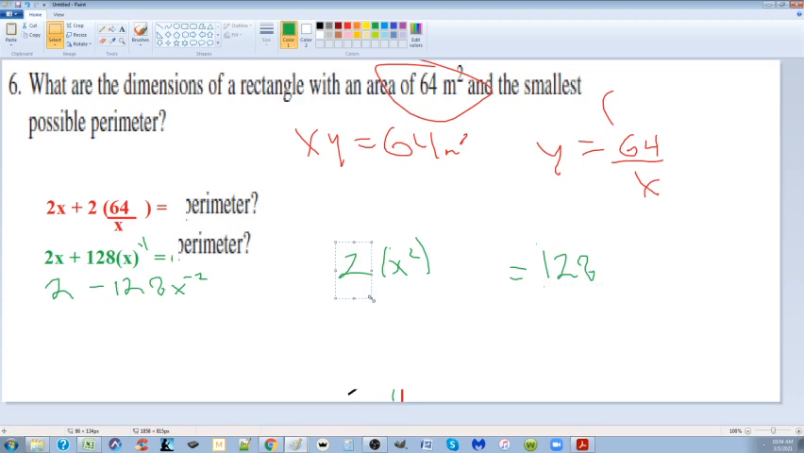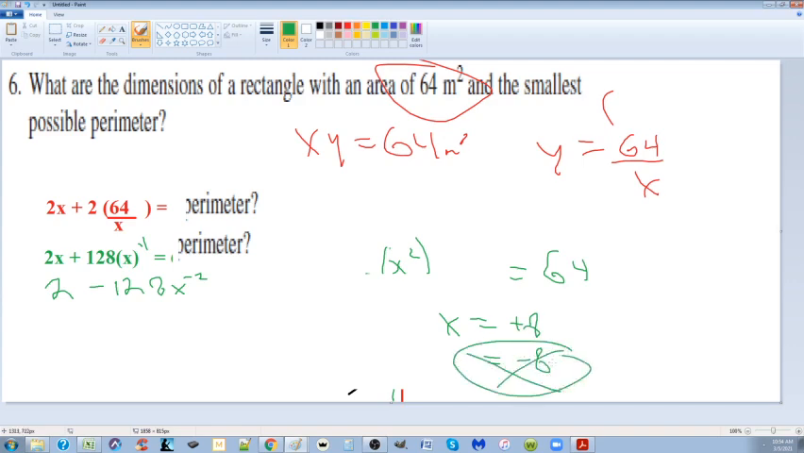Now I'm going to get the 2 all alone here by dividing it by 2 on both sides. They're going to cancel out. You must always do things on both sides, as you know. And I'm left with that. And when I take the square root of both sides, I'm left with x is equal to plus 8 and x is equal to minus 8. We can exclude this one simply because there's no negative dimensions, although it's a legitimate possibility.